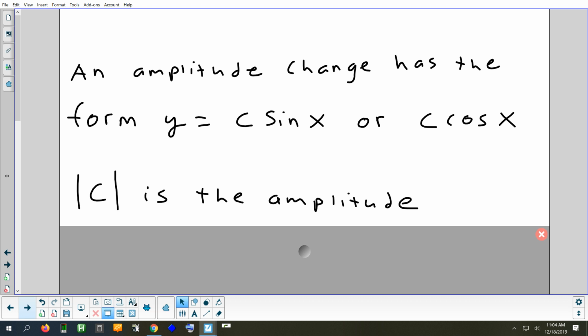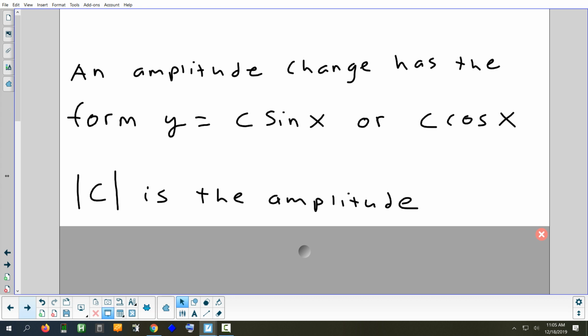If I ask you for the amplitude of a function, all you have to do is take the absolute value of the number in front. The only time you take the absolute value is if I ask the question, what is the amplitude? Okay, when you graph, you don't do the absolute value.